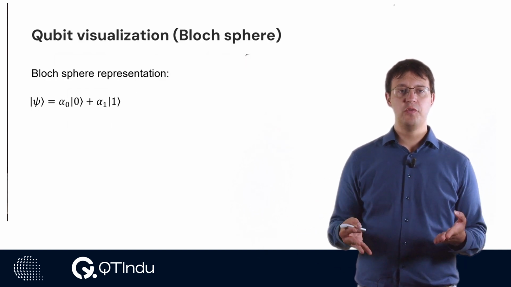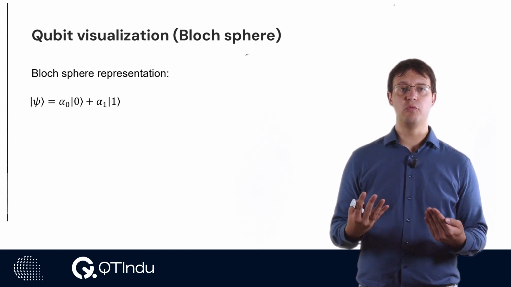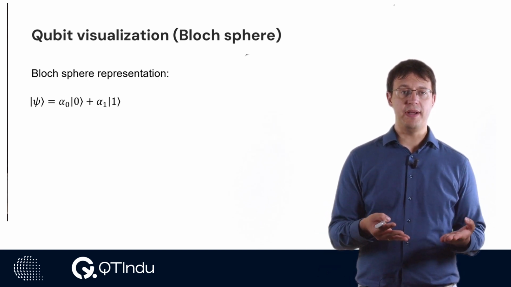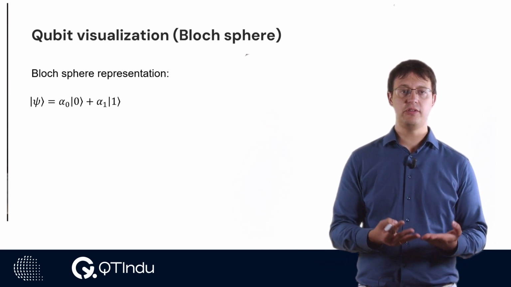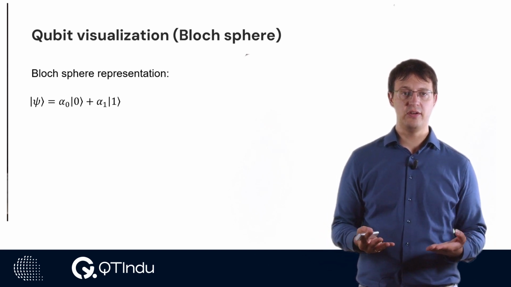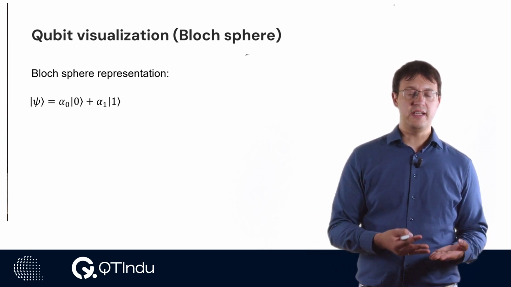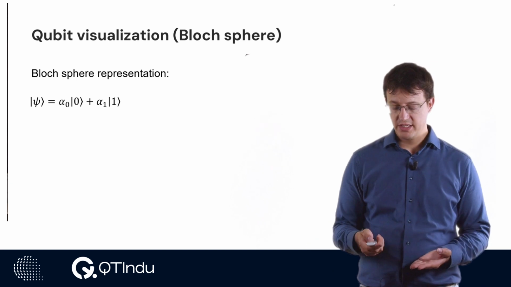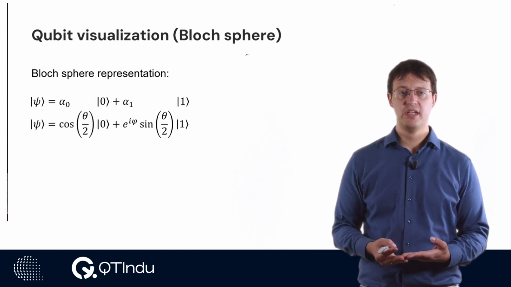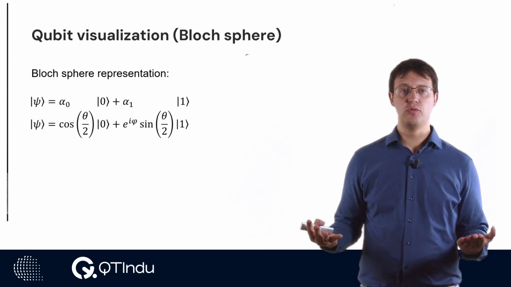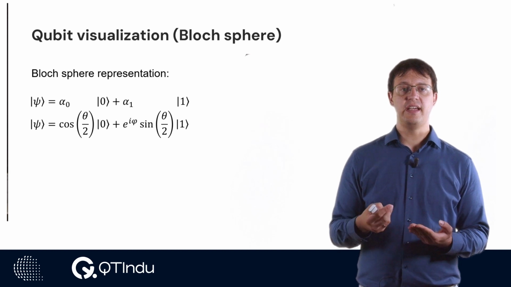Now, if we want to visualize a single qubit state, there's a very intuitive way to describe it. Remember, a single qubit state is described by 2 complex parameters, alpha 0 and alpha 1, whose absolute squares together equal 1. If we now also take out the global phase, we can use a different representation of these 2 numbers. We can parameterize them with 2 angle parameters, theta and phi.